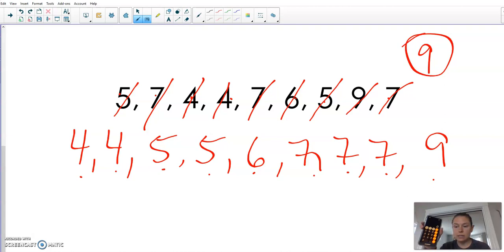So what I'm going to do is add them all up. I've got 4 plus 4 plus 5 plus 5 plus 6 plus 7 plus 7 plus 7 plus 9. Now, if you're a little more advanced right now, you're feeling it, you still got those math skills fresh in your head from last week, do this in your head. You can add them up. Now, you should get 54.